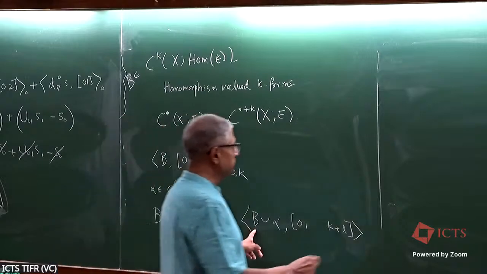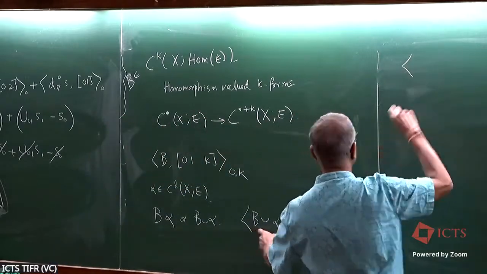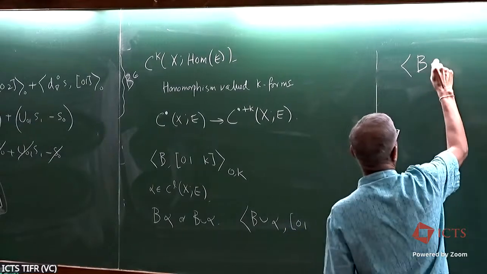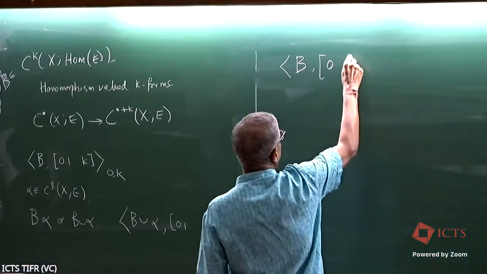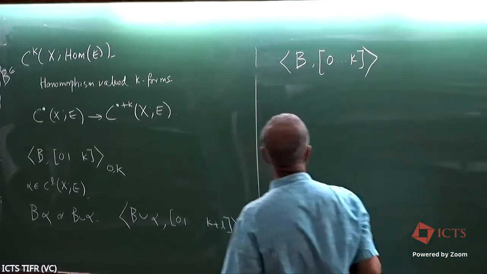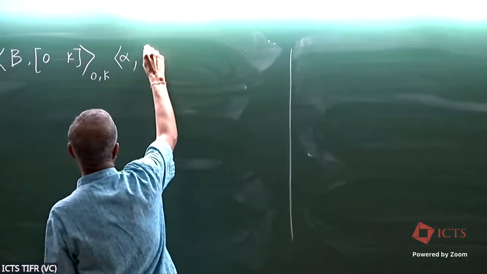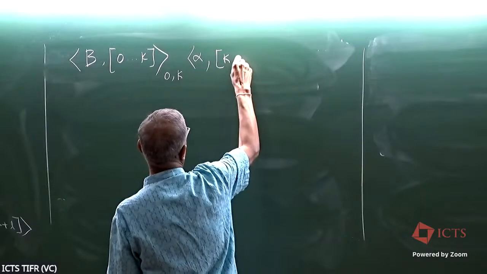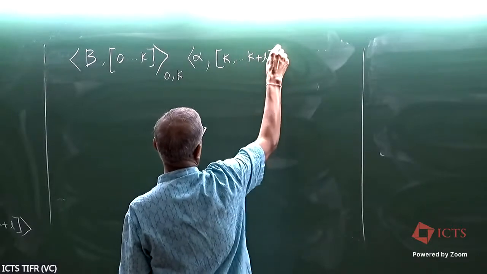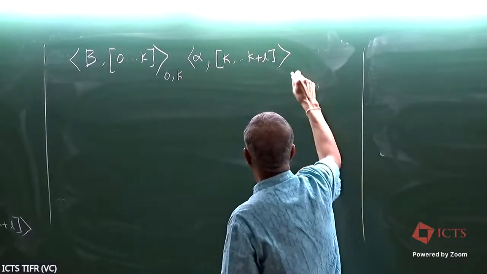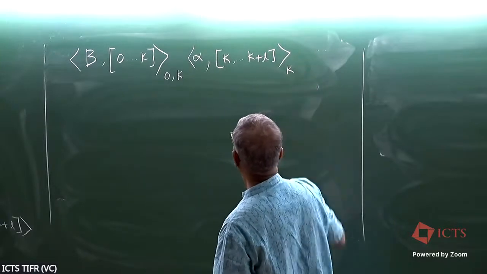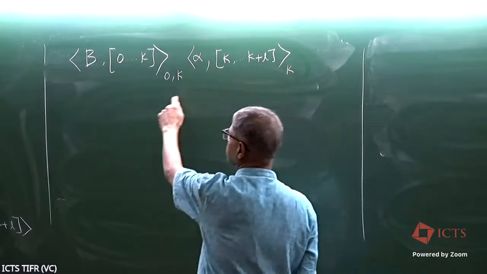And you take B and you give it the first K guys, and this is a map from K to 0. And you take alpha and you give it K to K plus L. And that lives at K. So you have this vector at K which gets transported back to 0.